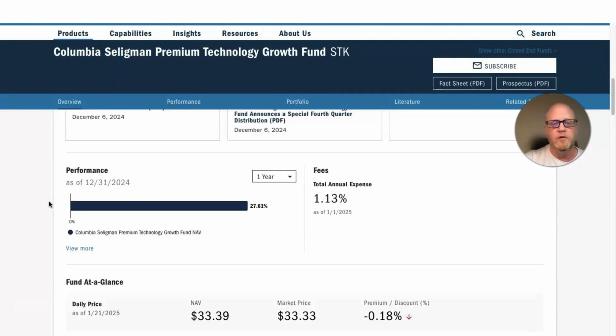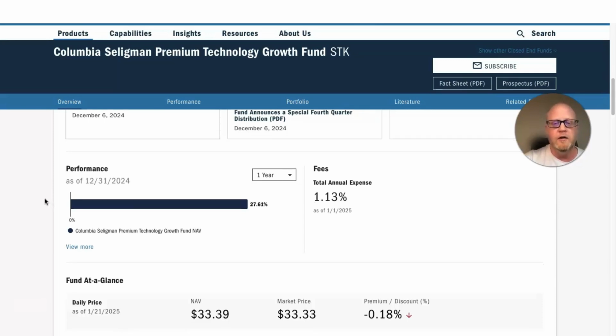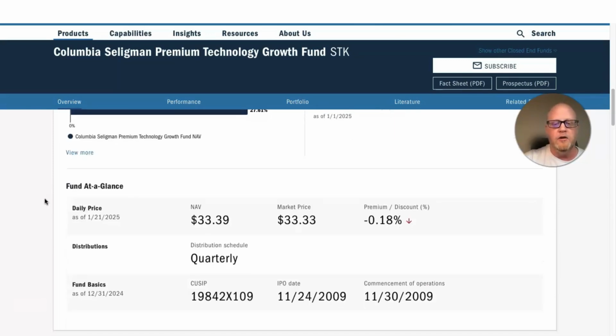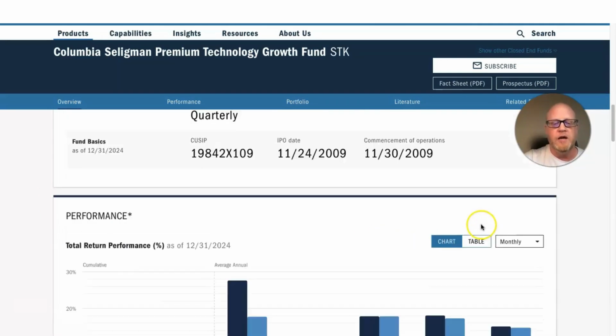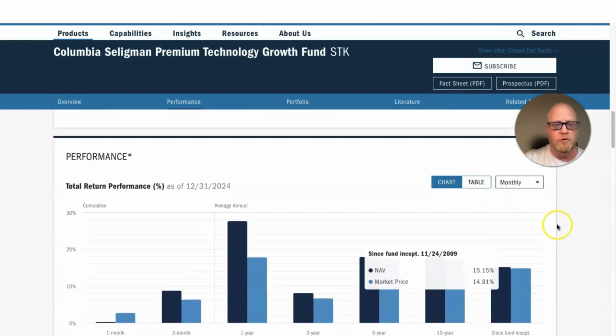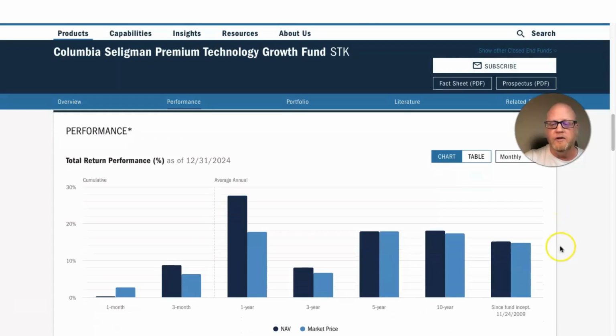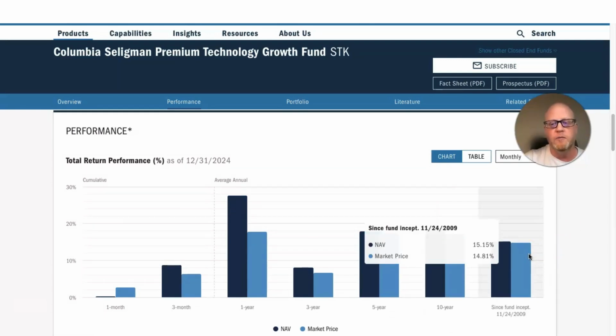As of the end of 2024, they had an annual return of 27.61%, which again is very great. They do pay quarterly and it is currently only at a slight discount to net asset value. What's even better about this particular fund is the long-term performance that they've received. And so since the fund has started, they've had an average annual return of almost 15%.